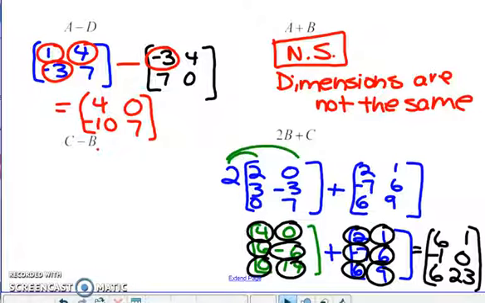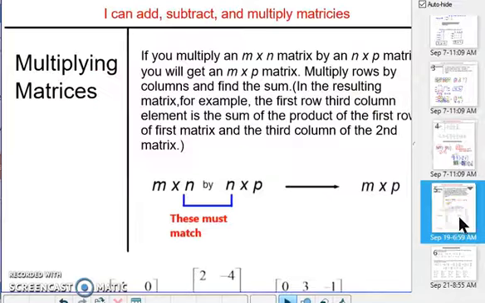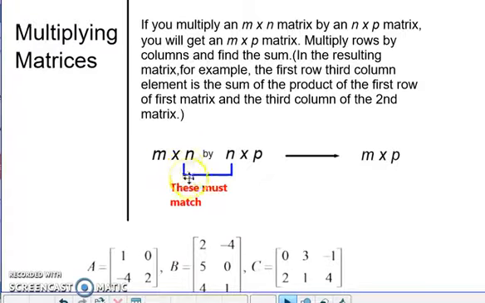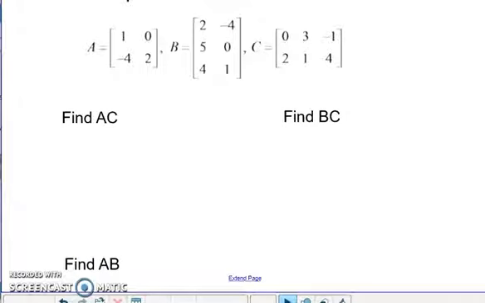Okay, so we've talked about adding, subtracting, and scalar multiplication. Probably the hardest thing is multiplying matrices by hand. The key here is the columns of the first must match the rows of the second one. They have to match, and if they do match, the dimensions of the final matrix are the outside numbers. So we'll do a couple of these. This is one where you have to watch carefully because it's a little tricky.